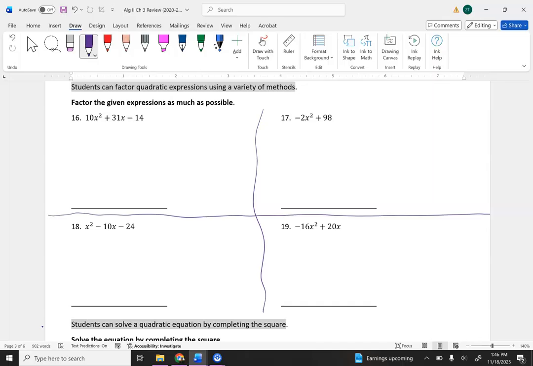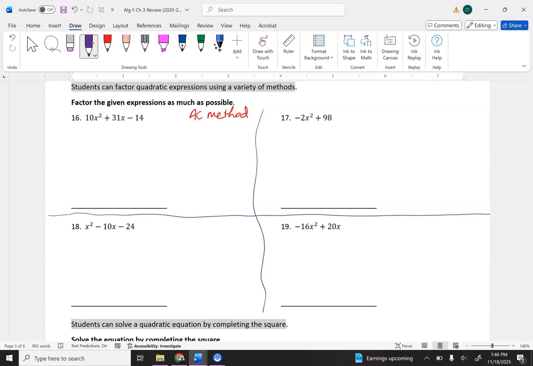The next question is, is the a value 1? The a value here is actually 10. So because the a value is 10, our only option is going to be to do the AC method. The AC method is the most involved of the factoring methods because you have to do a couple different factoring methods just to do the AC method.